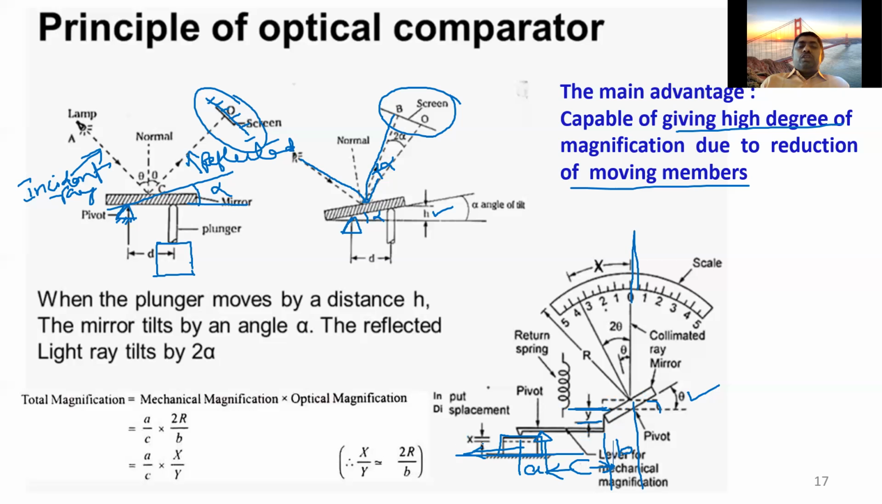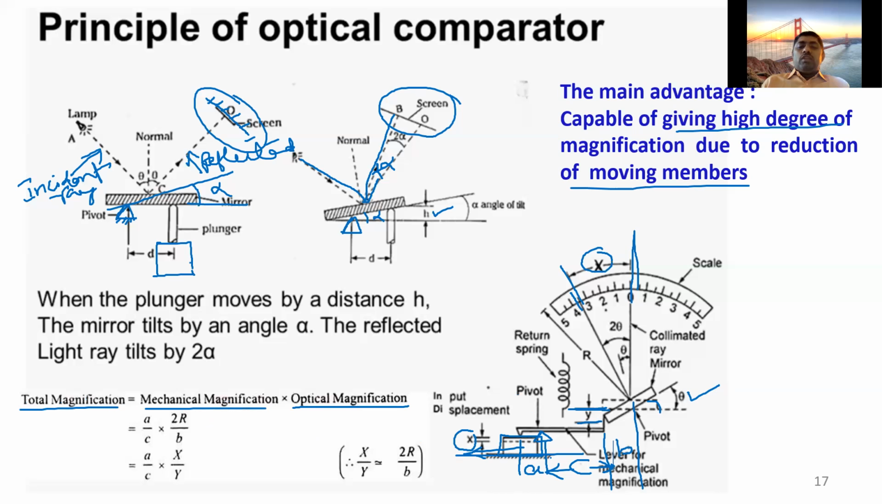If there is any deviation, let the deviation be small x. So this is magnified in 2 stages, and the magnified output is shown on the calibrated scale. The magnified output is capital X. So the total magnification of this system we can achieve through mechanical magnification and optical magnification.